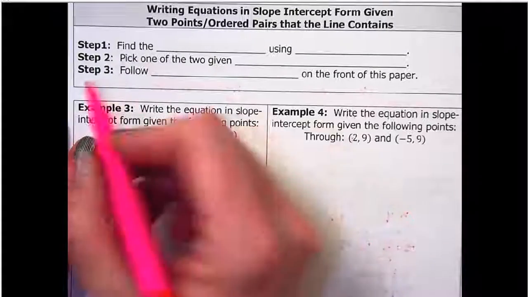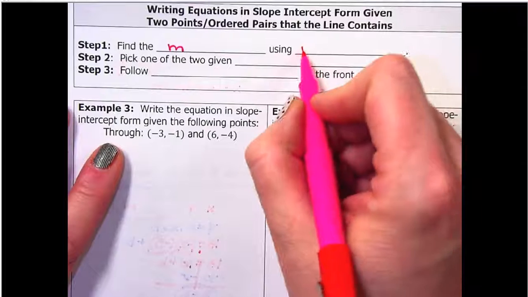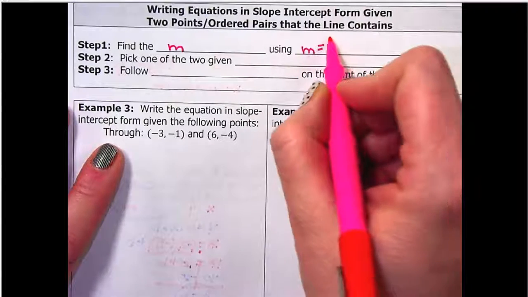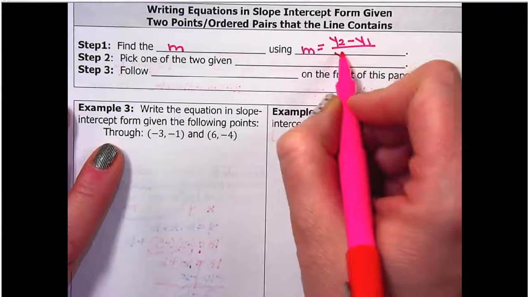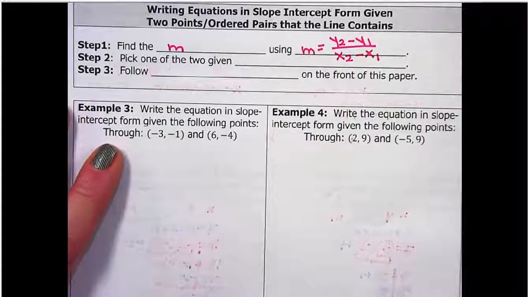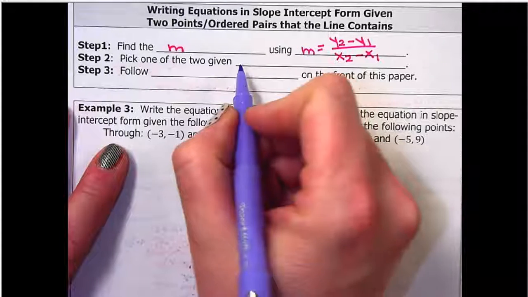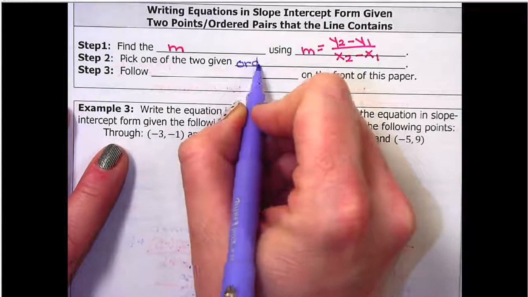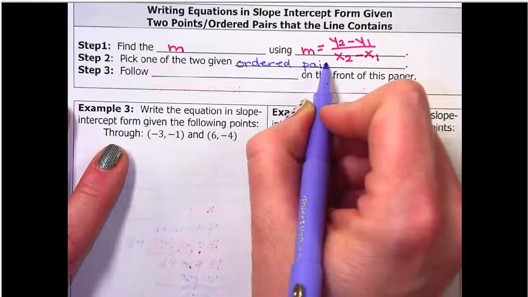However, I can, for step 1, find m right away by using the slope formula. To remind you of that, m equals y2 minus y1 over x2 minus x1. Once I find the slope, that's one of my puzzle pieces, I'm halfway there. I'm going to pick one of the 2 given ordered pairs. I typically pick the first one always.